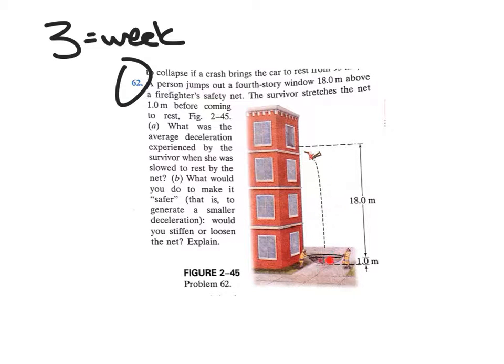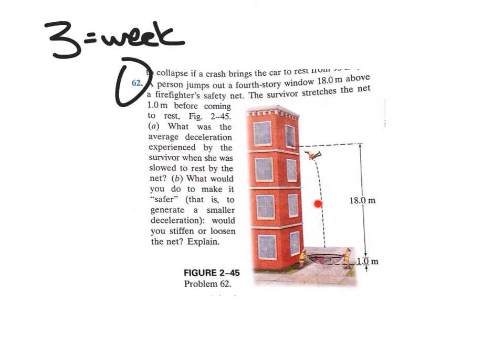window, and the fire people down here are going to rescue them. So, person jumps out of a 4th-story window 18 meters above the firefighter's safety net. So it's 18, this diagram is good. 18 meters above where the net is unstretched. Survivor stretches the net 1 meter before coming to rest.